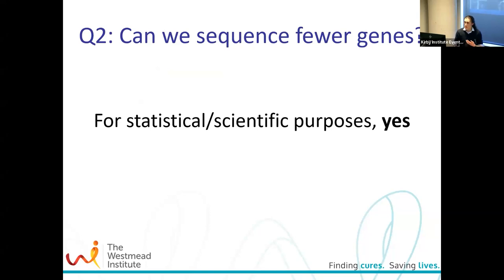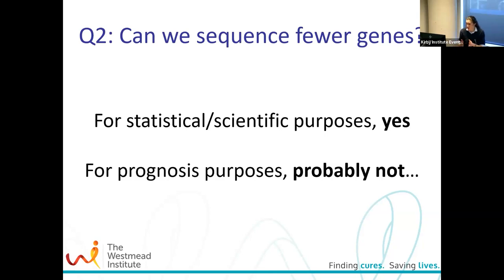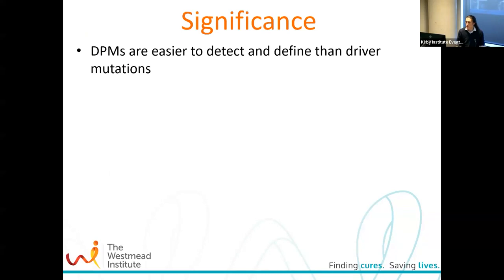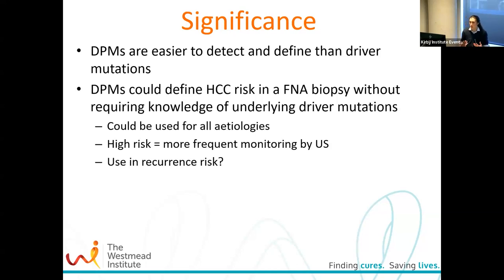So from this data, we can say that we can still see the relationship statistically with fewer genes, as a panel, but for prognosis purposes, probably not. So we think that these DPMs are easier to detect and define than driver mutations, and therefore could define cancer risk. For example, a pathway could be you take a fine needle aspirate or something, or sequence the tissue upon resection and see whether this patient has increased risk of HCC.